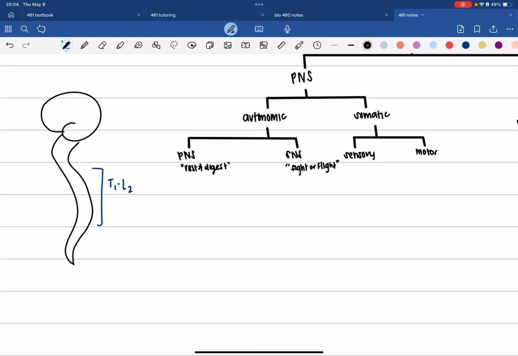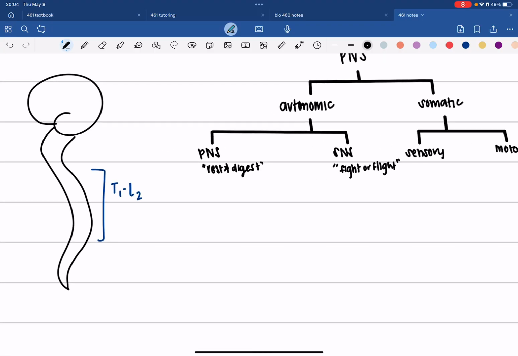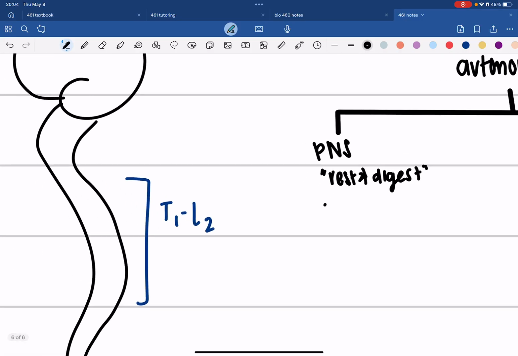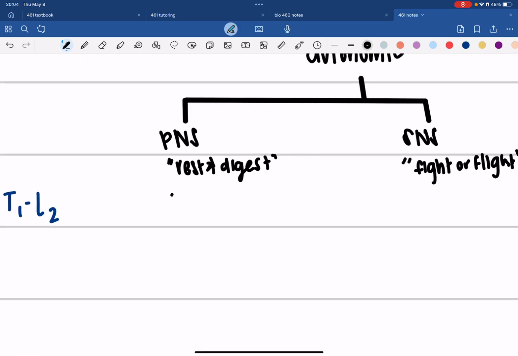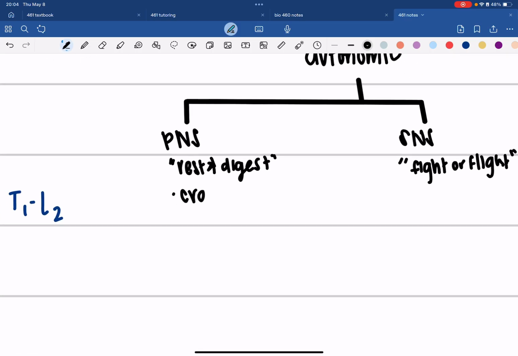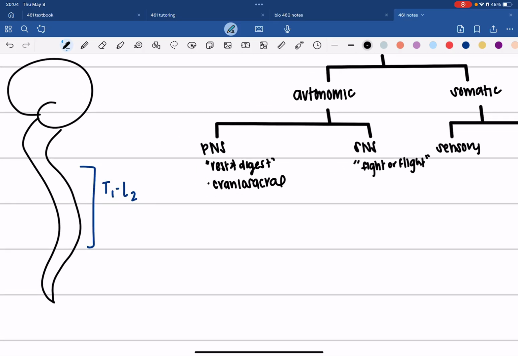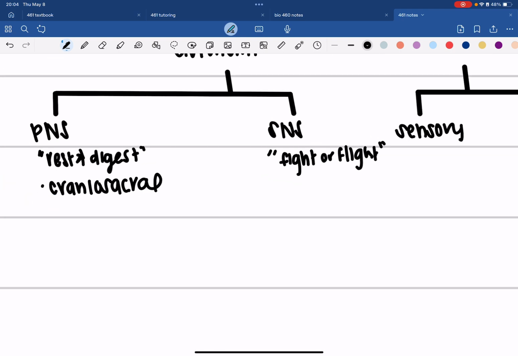Okay. Where these originate on the spinal cord is that our parasympathetic nervous system is going to come off of our cervical vertebrae and our sacral, so we're going to call it our craniosacral division. And then our sympathetic nervous system is going to come off of our, right here, what I drew, our thoracolumbar region, which we're going to say comes off of the spinal cord from the T1 to L2 regions, or thoracolumbar.